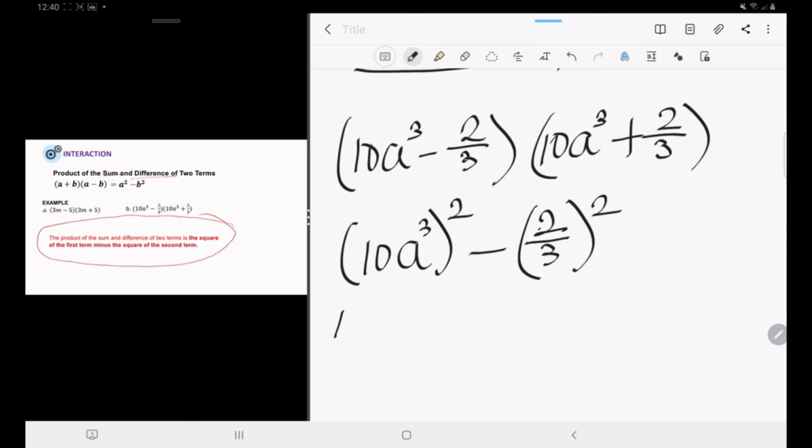10a cubed squared: we have 10 squared, that's 100. And then a cubed squared is a raised to 6. Then 2/3 squared is 4/9. So the product is 100a raised to 6 minus 4/9.